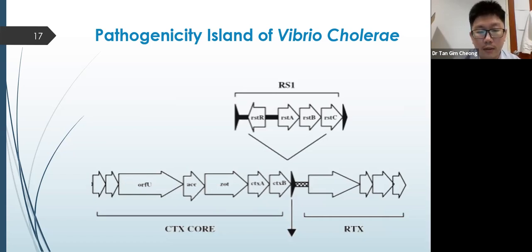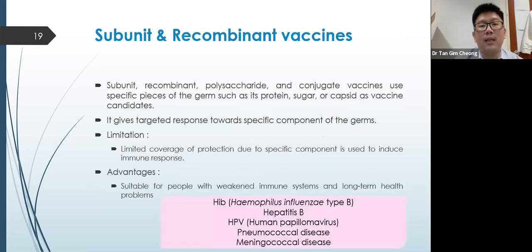Okay, this is an example of how we do it. We look at the gene level, the molecular level. We know that these are the toxin genes. CTXA is the toxin gene that produces the toxin. So we just remove it and the bacterial strain becomes non-pathogenic. It will not lead to death and we can use that as a vaccine candidate.